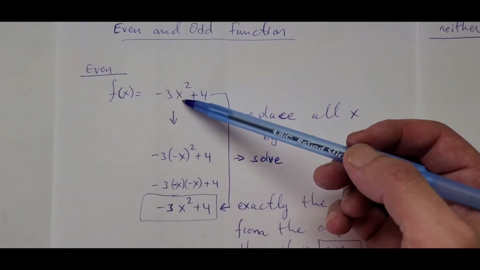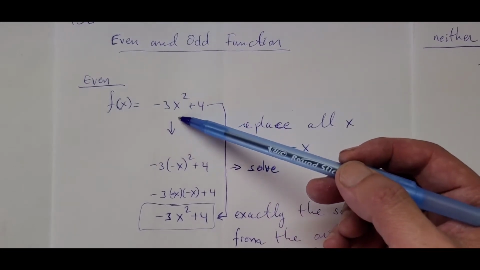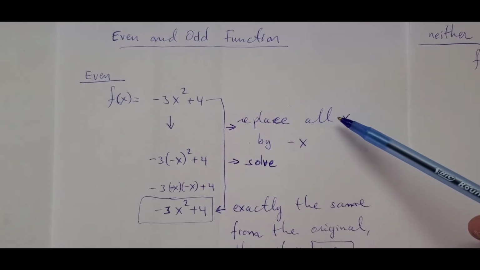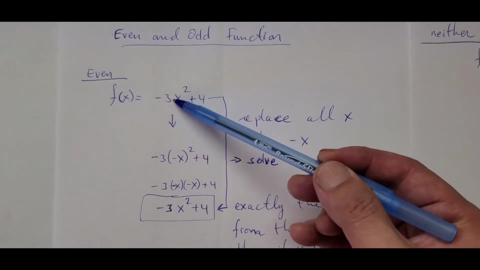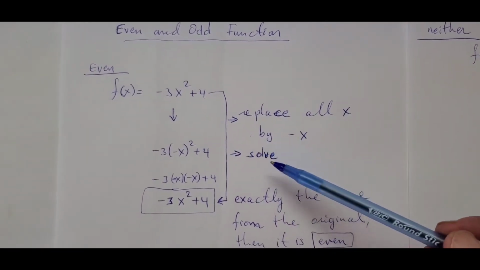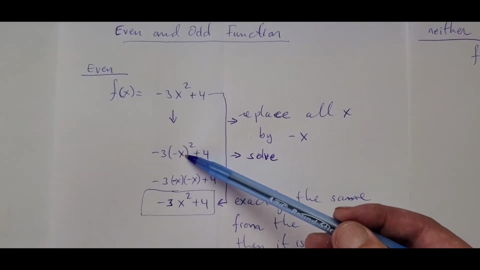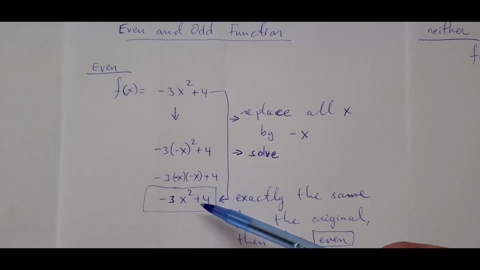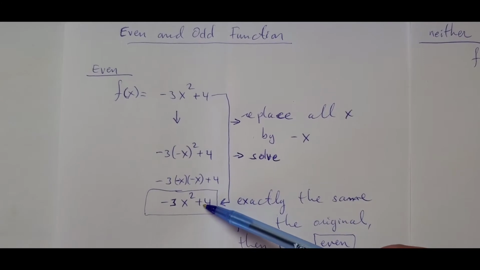So here I have a function f of x equals negative 3x squared plus 4. You're going to replace all x by negative x. Solve, simplify, order of operations. So here I have negative 3 times negative x squared. Negative x squared is positive x squared, so negative 3 positive x squared plus 4.